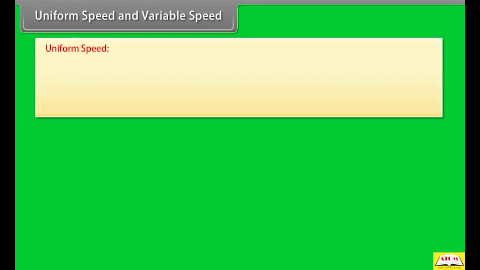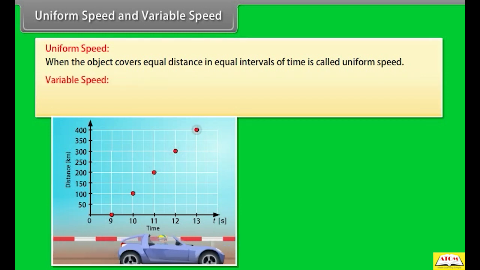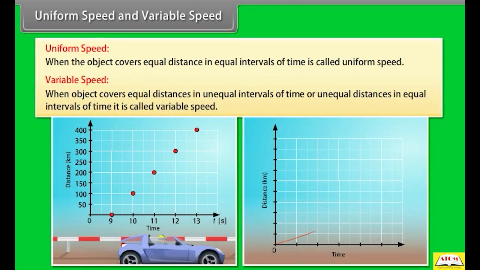Uniform speed and variable speed. Uniform speed. When the object covers equal distance in equal intervals of time, it is called uniform speed. Variable speed. When the object covers equal distances in unequal intervals of time or unequal distances in equal intervals of time, it is called variable speed.